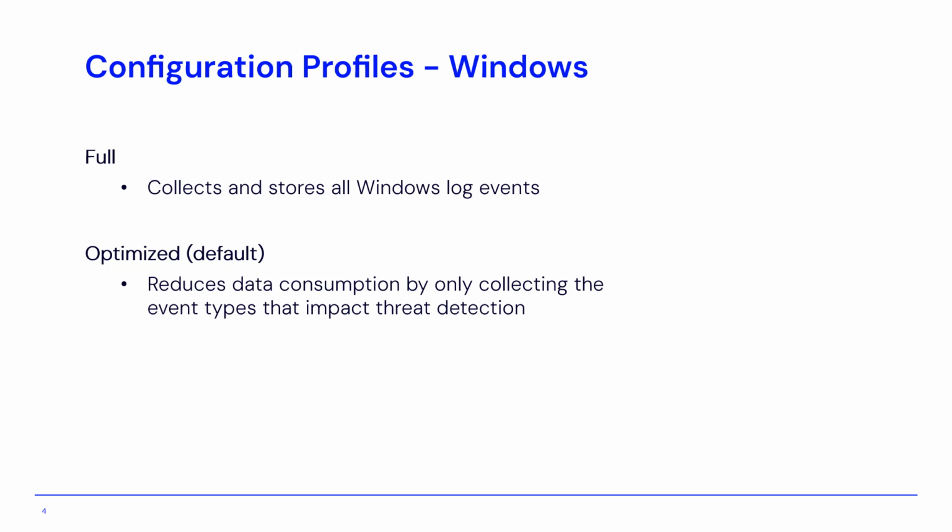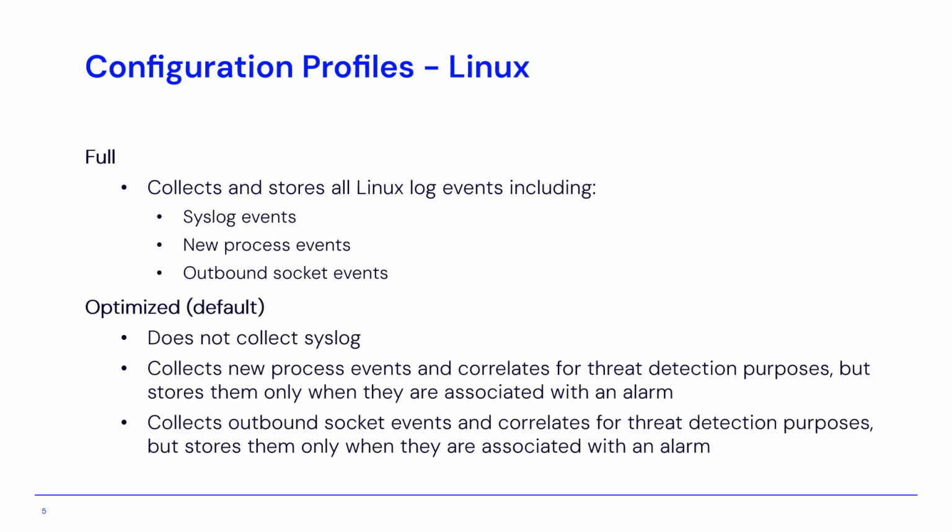In Windows, for example, the optimized profile reduces data consumption by modifying the Windows events query to retrieve only the event types that impact threat detection. The optimized profile in Linux reduces data consumption by not collecting syslog data and filtering certain process and socket events that are not correlated with alarms. In other words, storing only events which are part of alarms.